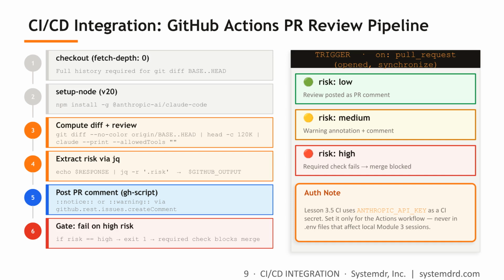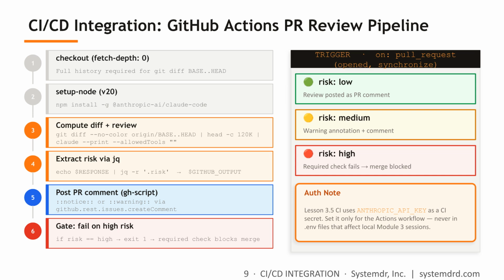Step 4. jq extracts the risk field and writes it to GitHub output, which is the mechanism for passing values between steps in a workflow. Step 5. GitHub script posts a formatted comment on the pull request with a risk emoji and the review summary. Step 6. The gate. If the risk field is high, the step exits with code 1. If this step is configured as a required status check in your branch protection rules, the merge button is blocked until the risk level drops.